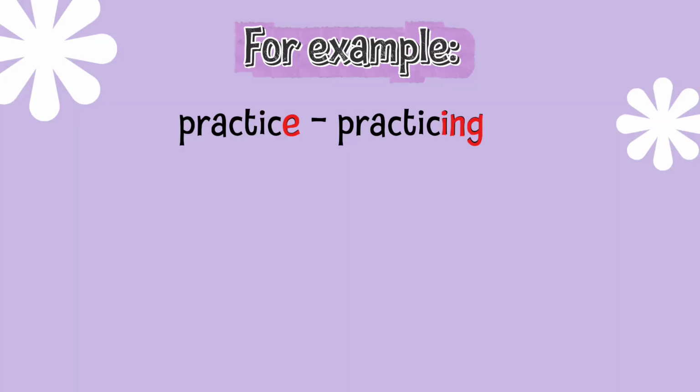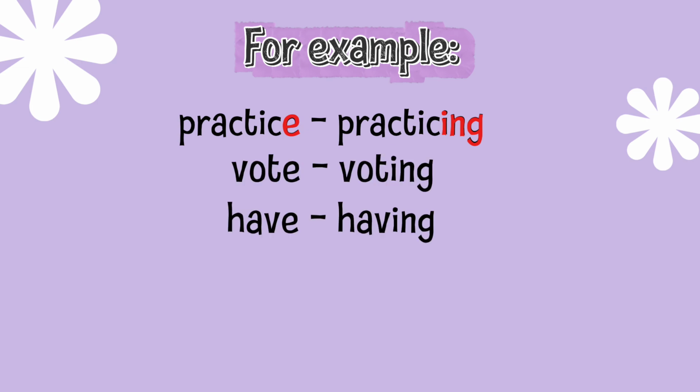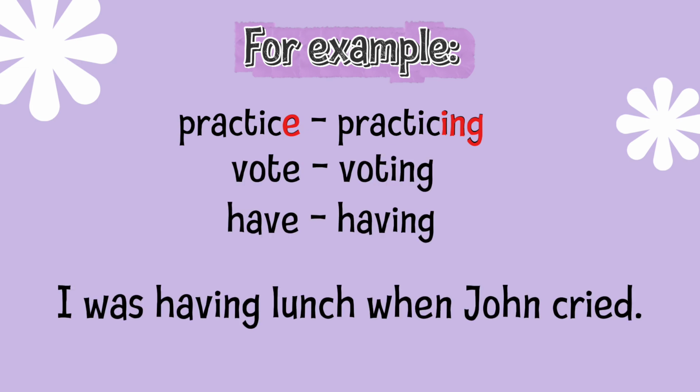Rule number 1 is when the verb ends in E, we have to drop the E and add ing. For example, practice, practicing, vote, voting, have, having. I was having lunch when John cried.